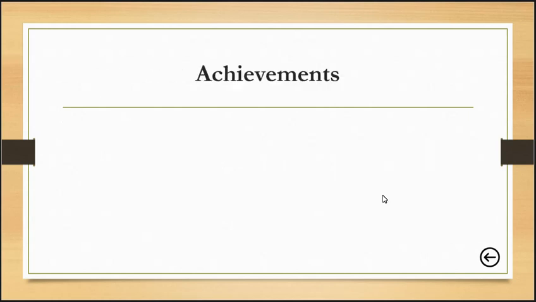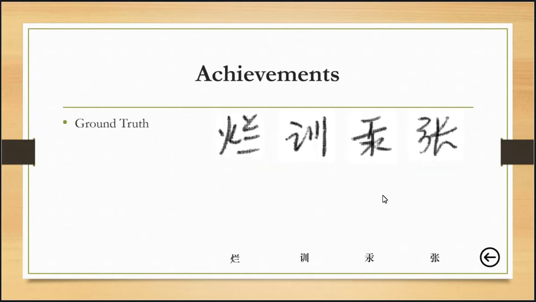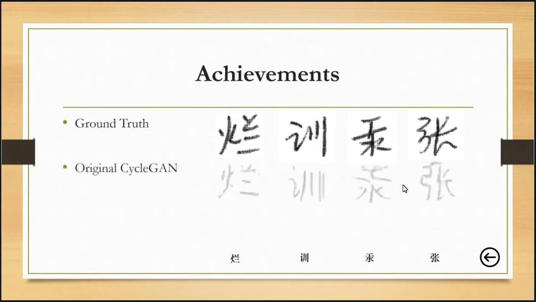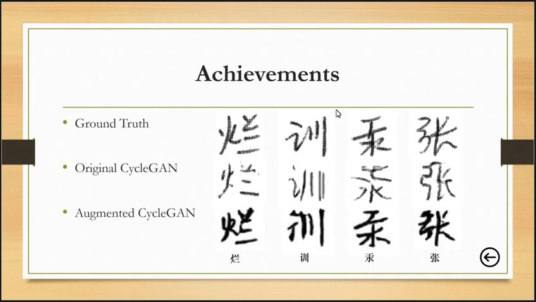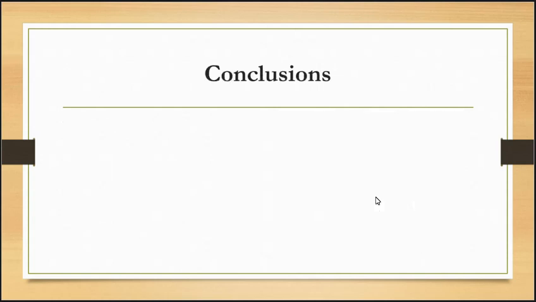This slide will give you a sense of what we have achieved. So the first four images are the ground truth for 4 different characters. Then these four images are generated by the original CycleGAN. You can see the structure of these characters has been destroyed. And the last 4 images were generated by the augmented CycleGAN. You can see all these 4 characters are valid and keep the structure from the ground truth. So they look much more similar to the ground truth.